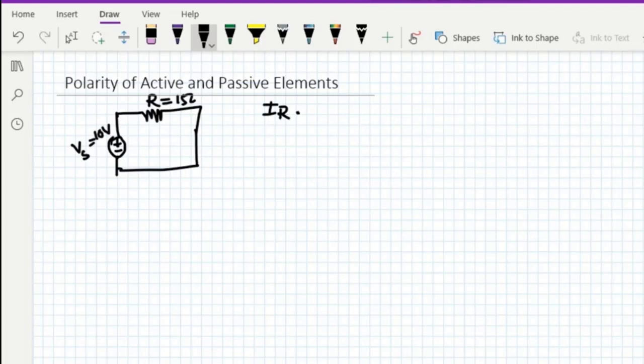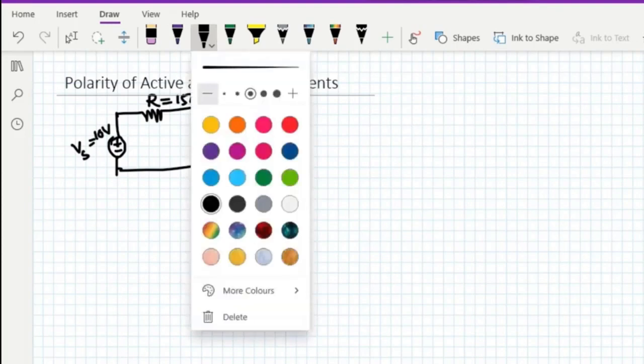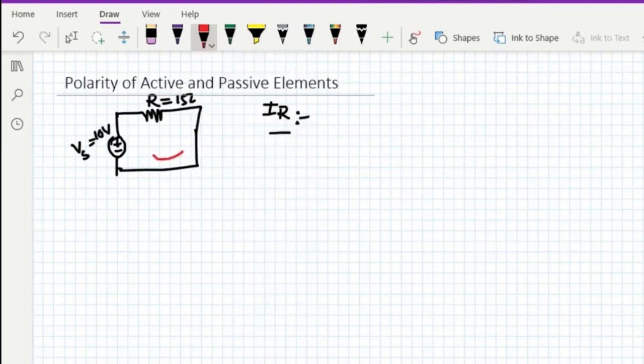In order to find the value of current here, we can first of all consider the direction of the current. So let us choose the color of our current. This is I of R, and here we have chosen its direction to be clockwise. Okay, this is the direction, and for it I will try to solve.